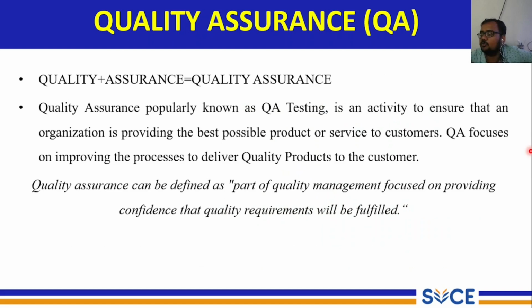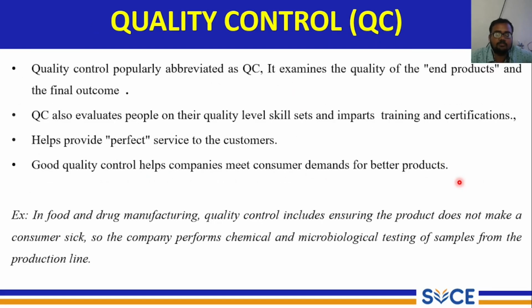Now we'll see what quality assurance is about. Quality assurance, popularly known as QA, is defined as the part of the quality management concept which is more focused on providing confidence that the quality requirements have been fulfilled. So it is focused on improving the process to deliver quality products to the customers. Quality assurance and quality control are probably quite similar, but there are obviously a few differences too.